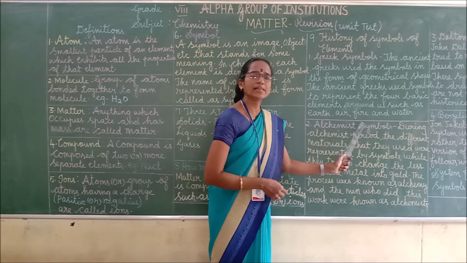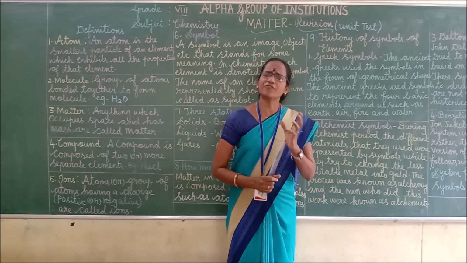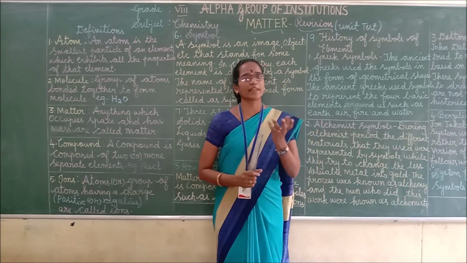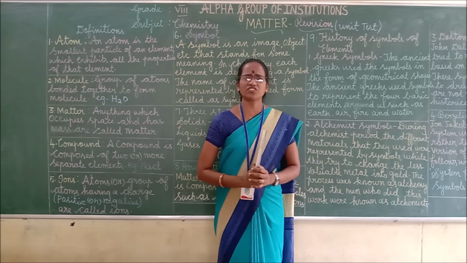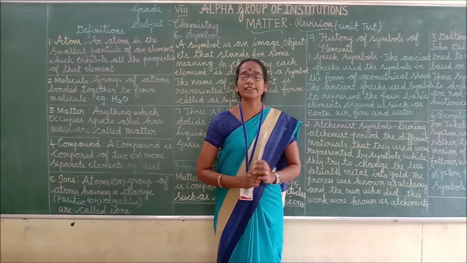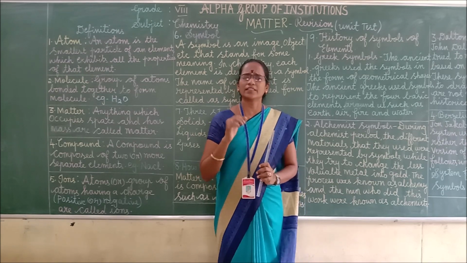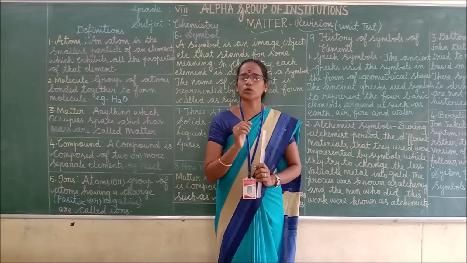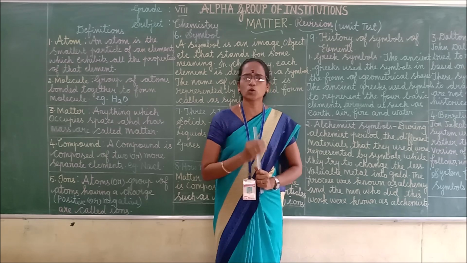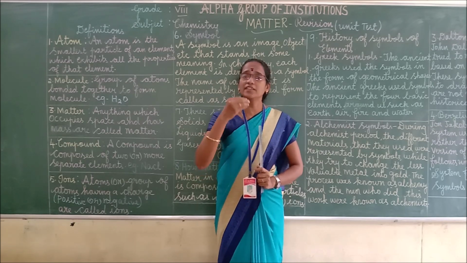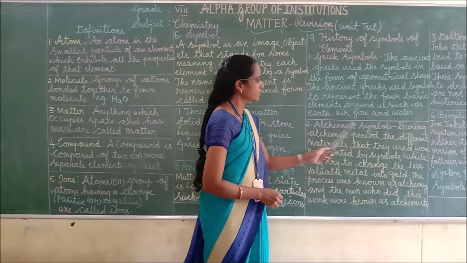Next we can move to alchemist symbols. During the alchemical period, the different materials that they used were represented by symbols. Also, they tried to change the less valuable metal into gold. And the process was known as alchemy, and the men who did this work were known as alchemists. Alchemists are also known as gold cooks. Why? Because they changed the less valuable metal into gold. Got it?